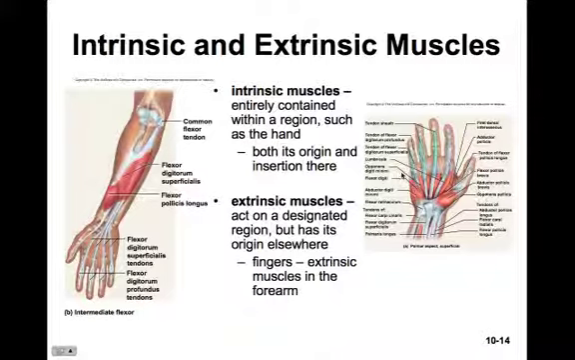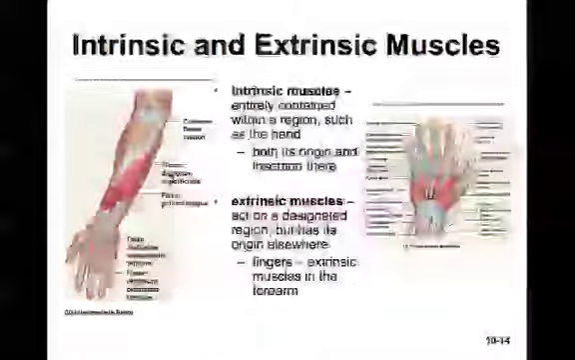Extrinsic muscles act on a designated region, but their origins are outside of that region. For example, again, in the hand, the fingers, the muscles that operate the fingers are actually up in the forearm. So we'll study some extrinsic muscles and some intrinsic muscles of the hand.